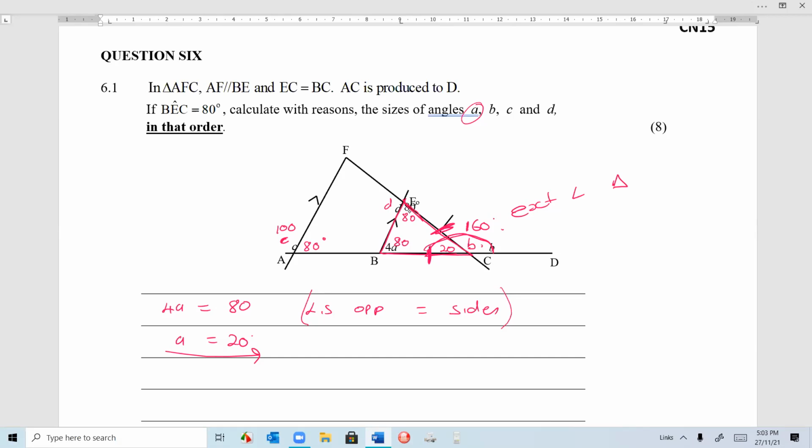And then we go to D. To find D is quite straightforward. Angles on a straight line. You'll take your 180 minus 80 and that'll give you the 100 we're looking for. All right, that was quite a nice calculation question.